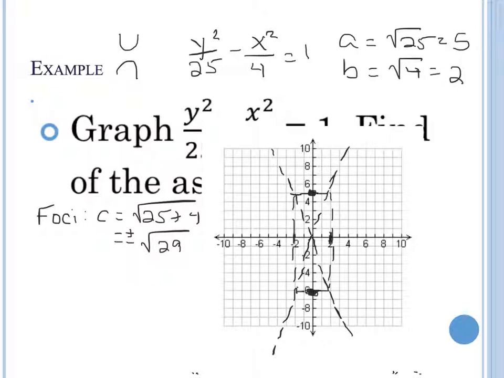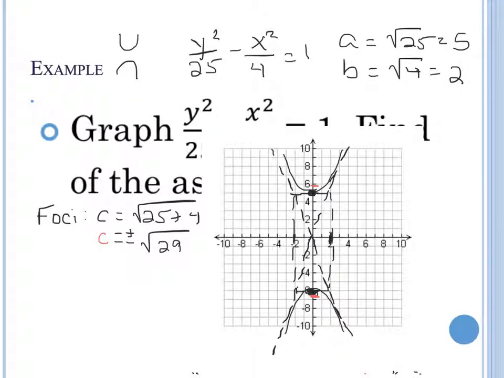So the square root of 29 is a little more than 5, but not quite 6, so I'm going to turn that red so that we can see my focus is in between 5 and 6. That's C. And then when I go to graph this, I'm going from the vertex and using my asymptotes as a guideline.